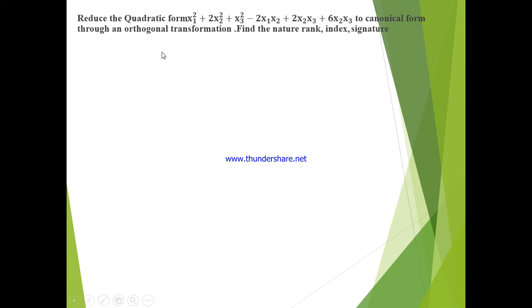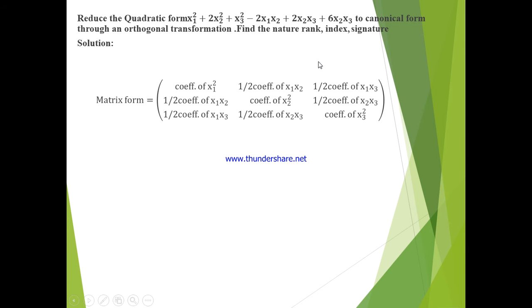Reduce the quadratic form x1 square plus 2x2 square plus x3 square minus 2x1x2 plus 2x2x3 plus 6x2x3 into canonical form through an orthogonal transformation. Also find the nature, rank, index and signature. First you have to change this quadratic form into matrix form.